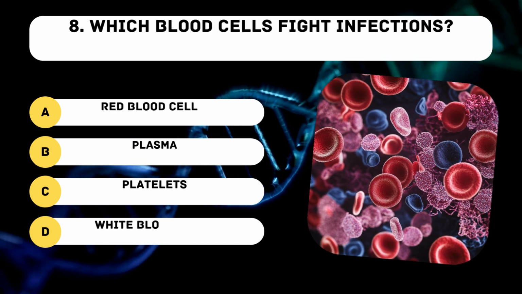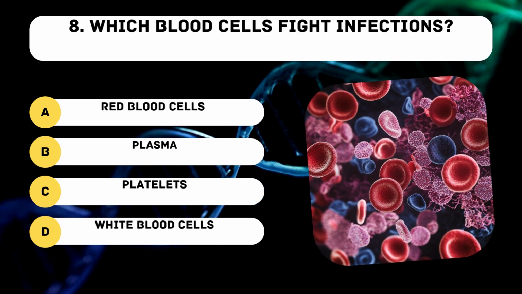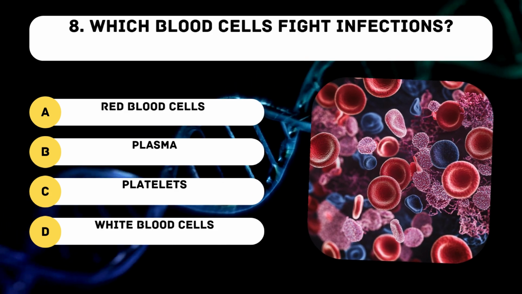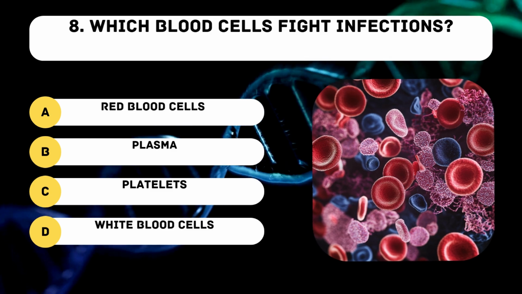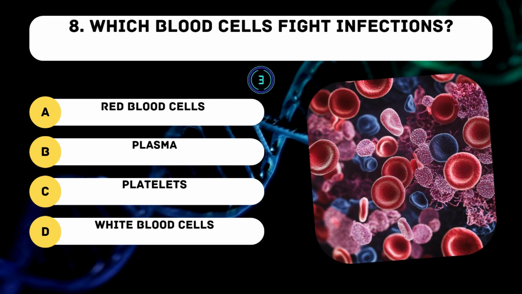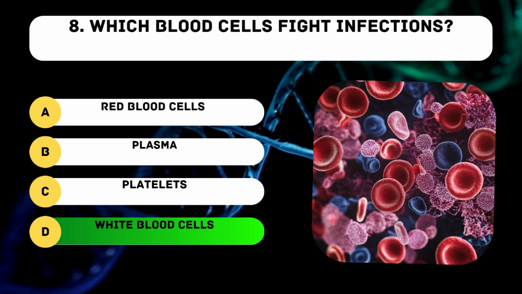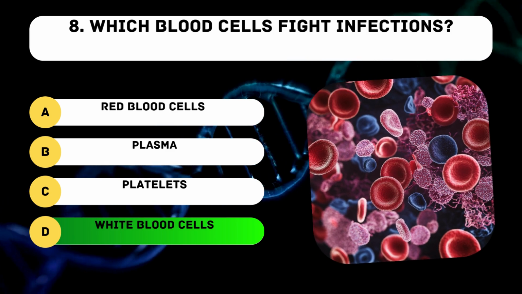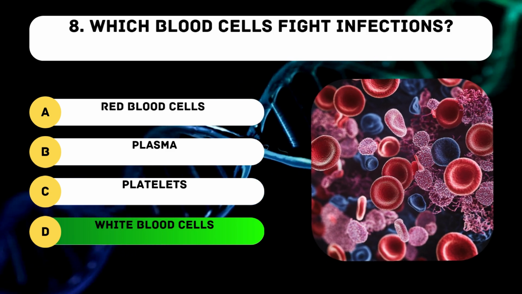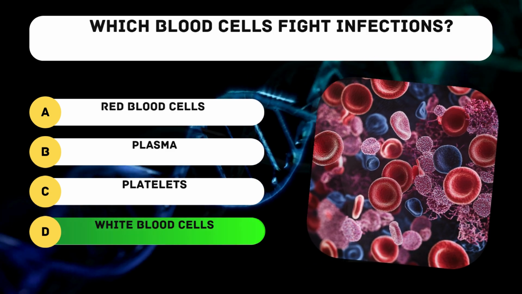8. Which blood cells fight infections? A. Red blood cells, B. Plasma, C. Platelets, or D. White blood cells? The answer is D. White blood cells. White blood cells, leukocytes, are responsible for protecting the body against infections.